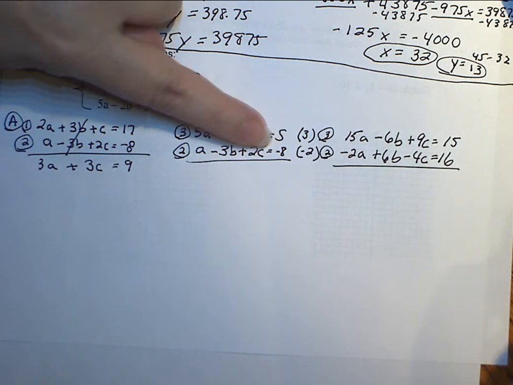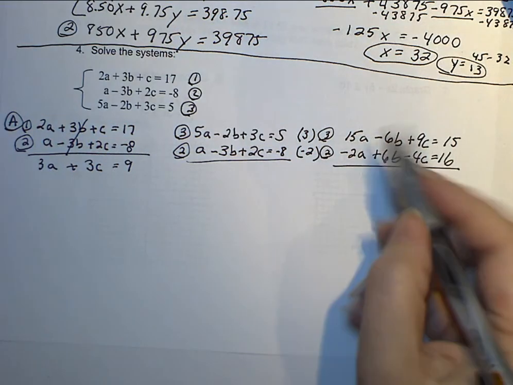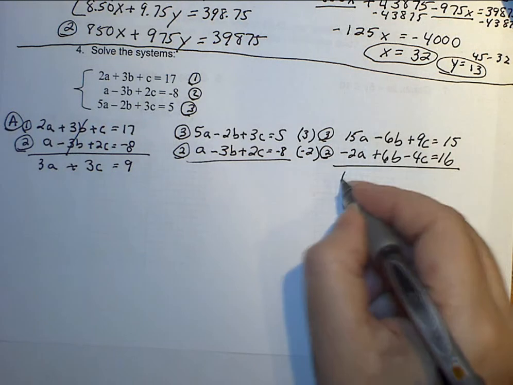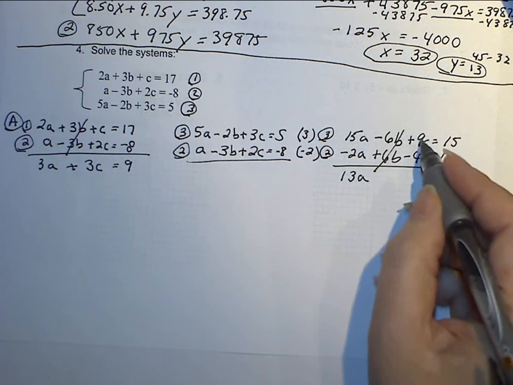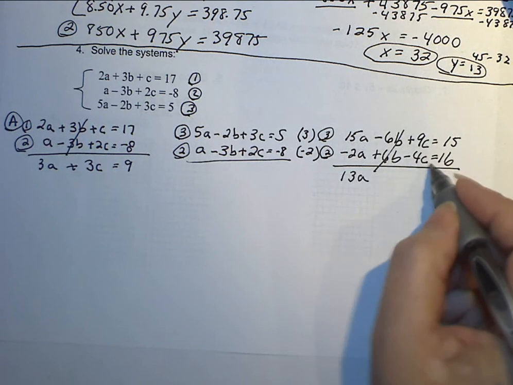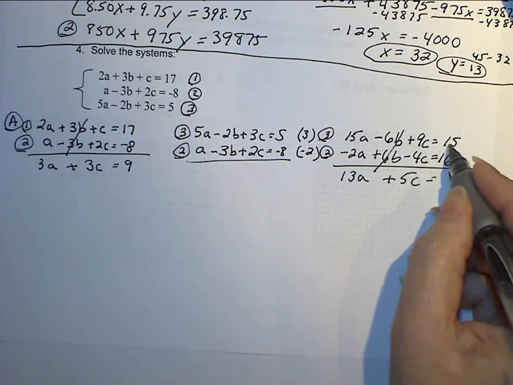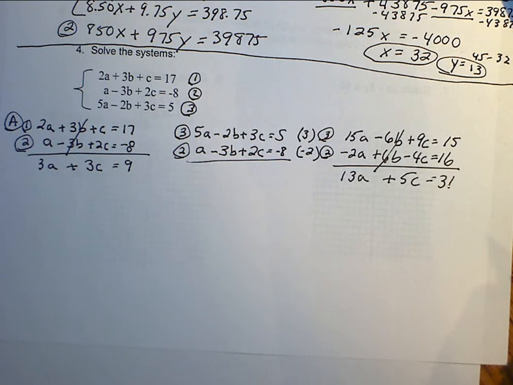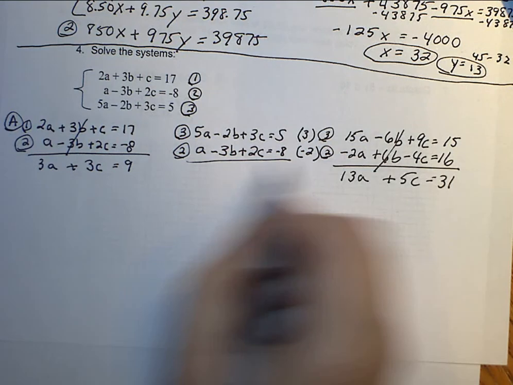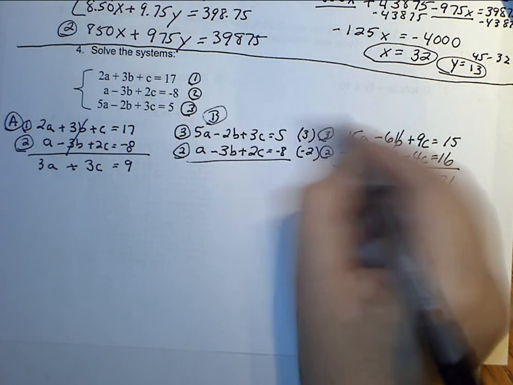Then what do I gotta do? Add them together. 15 minus 2 is 13a. B's are gone now. 9c and minus 4c is plus 5c is equal to 15 and 16 is 31. So that's my A. This is kind of my B step. C, just for later on if you need to look at it.